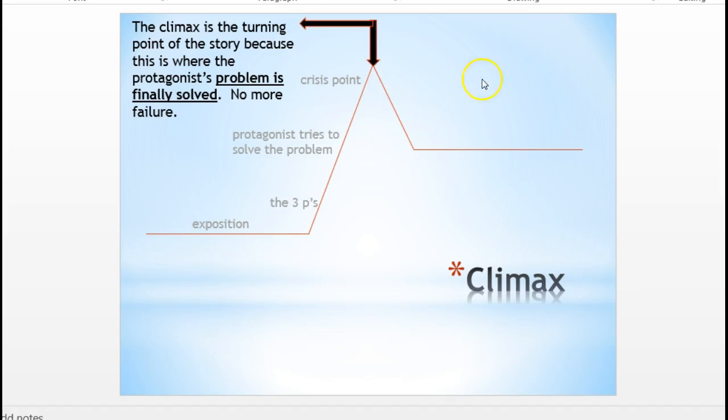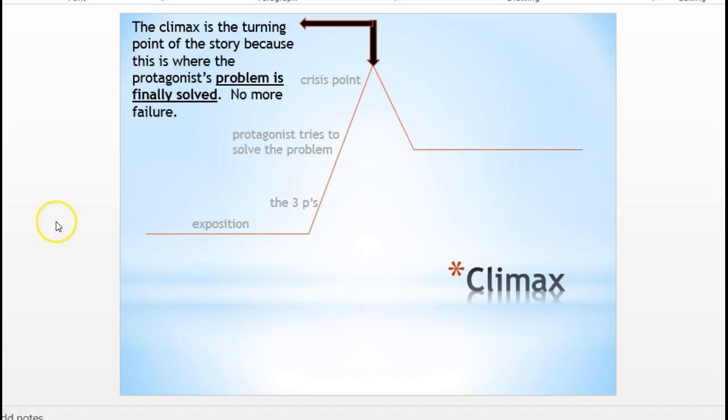It doesn't mean there may not be new problems awaiting, but this initial problem, the main one, the main conflict, will be solved at this point in the story. And that's why it's called the turning point, because for the protagonist, that particular conflict will no longer exist at that point in the story.